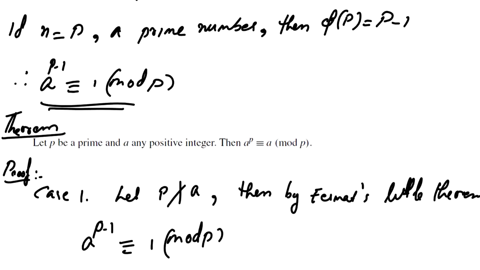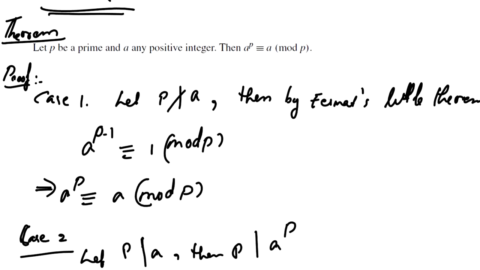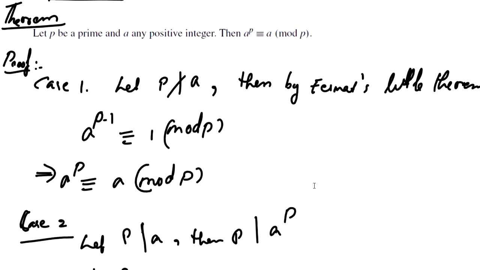Now the next theorem, let p be a prime and a be any positive integer. Then a raised to p is congruent to a mod p. Now to prove the theorem, we consider two cases. Let p does not divide a. Then p and a are relatively prime. And by Fermat's Little theorem, we get a raised to p minus 1 is congruent to 1 mod p. Multiplying with a on both sides, we get a power p is congruent to a mod p.